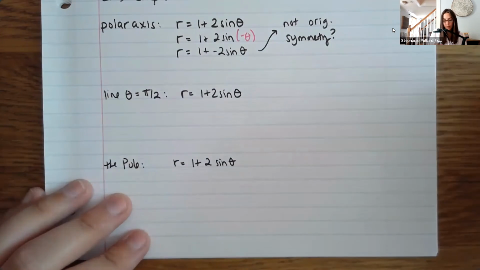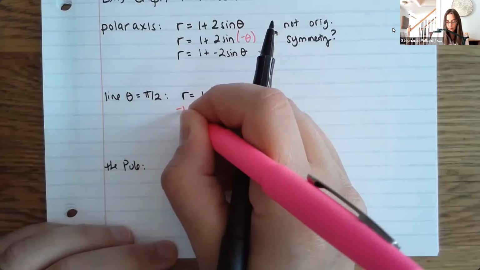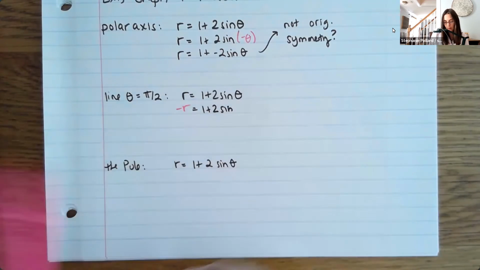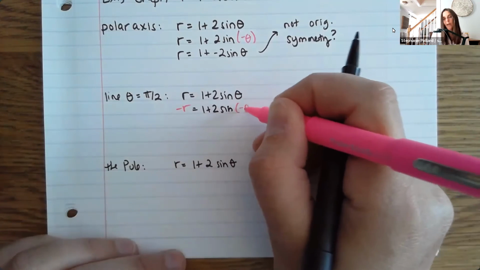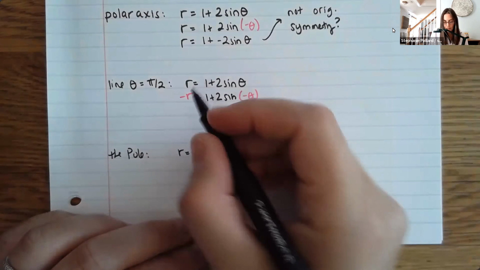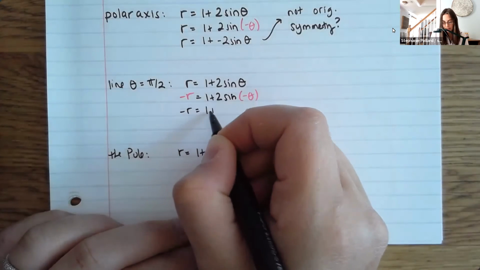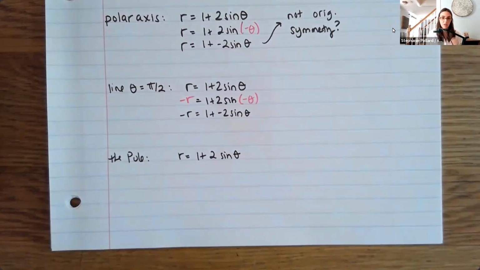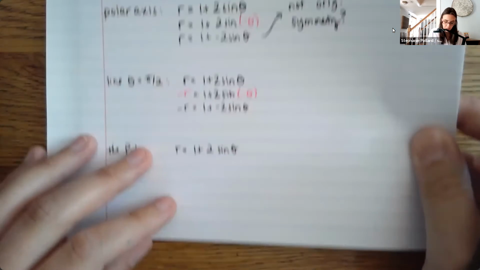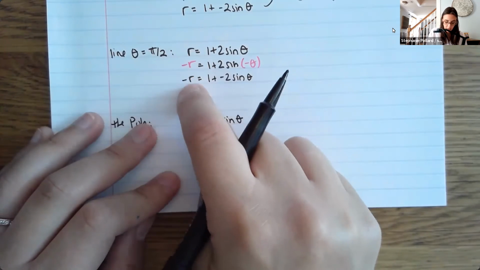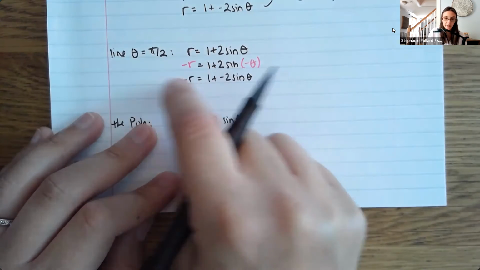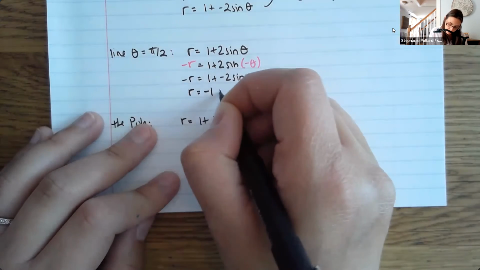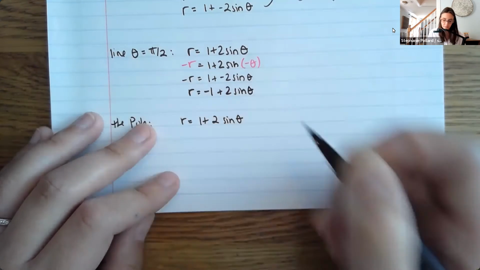In the next one, we replace both r and theta with their negatives. And again here, this negative just comes out. Sine, again, is not an even function, so that negative remains. R should be negative, though. Sorry, R should not be negative, should be positive. So I'm going to multiply everything through by a -1. And I get -1 plus 2 sine of theta.